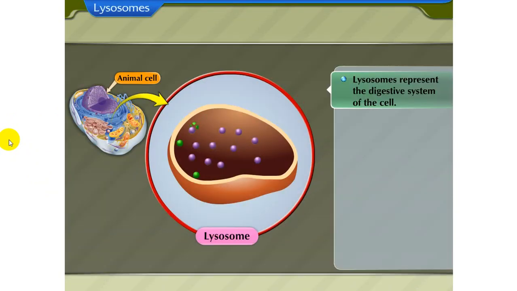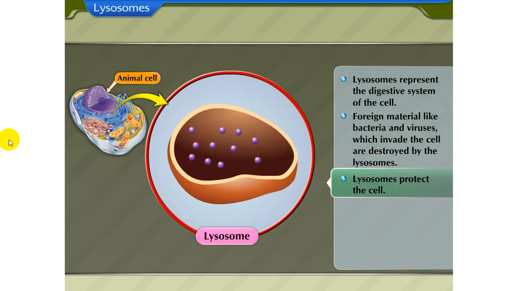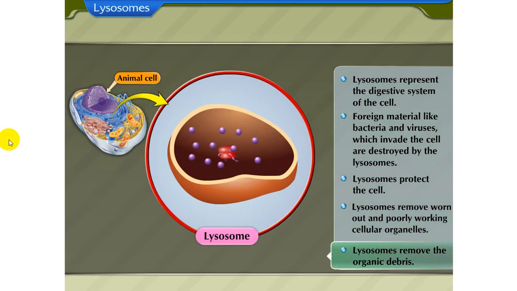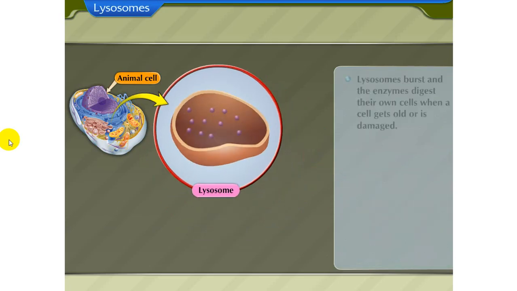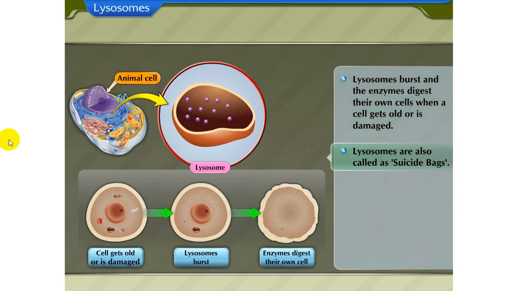The lysosomes represent the digestive system of the cell. The foreign material like bacteria and viruses which invade the cell are destroyed by the lysosomes. Thus, they protect the cell. They remove worn-out and poorly working cellular organelles. They remove all the organic debris. When a cell gets old or is damaged, lysosomes burst and the enzymes digest their own cells. Hence, they are also called suicide bags.